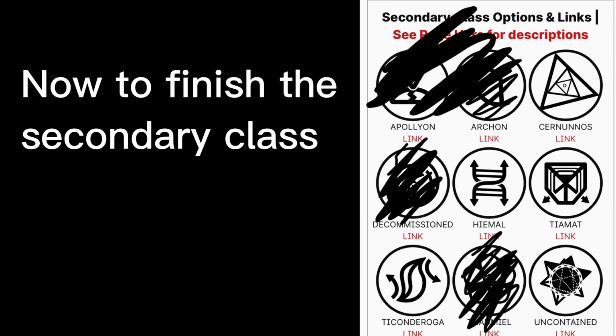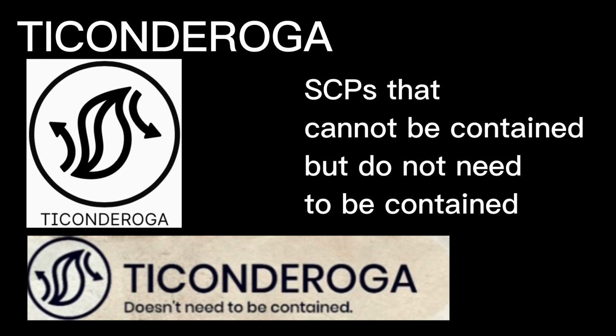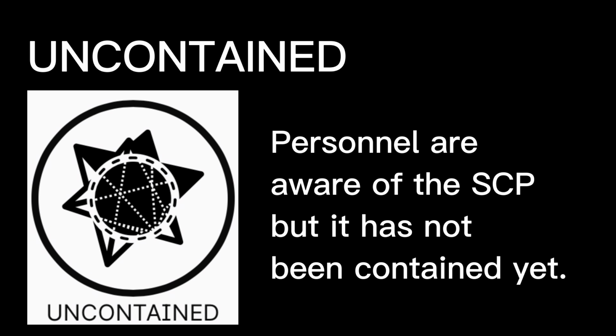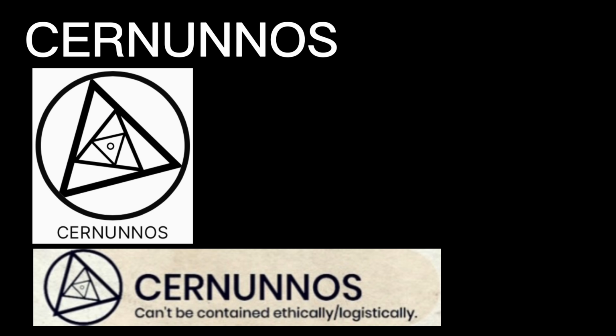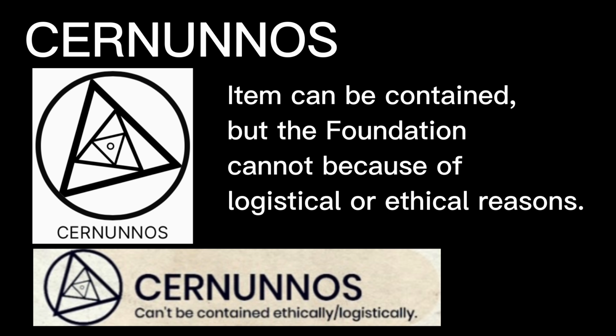Now to finish the secondary class. Ticonderoga, SCPs that cannot be contained but do not need to be contained. Uncontained, personnel are aware of the SCP, but it has not been contained yet. Sir Nunnos, item can be contained, but the Foundation cannot because of logistical or ethical reasons.